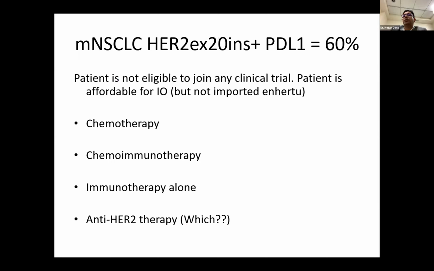So this HER2 exon insertion with the PD-L1 high, that is 26%. There is no clinical trial and the patient is affording for IO. So what will be our therapy of choice? Here we can choose to target it with anti-HER2 therapy, which we'll see on the next slide.